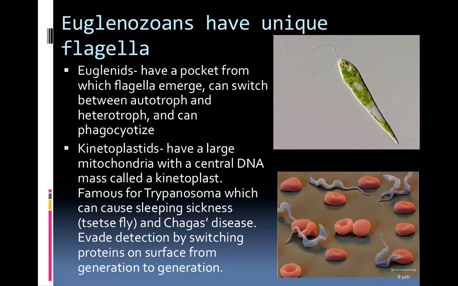You may have heard of this one because of sleeping sickness. You've probably heard of it before in various literature, or Chagas' disease. And the way that they're able to cause the symptoms involved with both of these diseases is that they have proteins on their surface which are constantly changing to avoid detection from the immune system. Remember that the way that the immune system works is by trying to detect what's part of you and what's not you, what's foreign. And they can never really develop a proper defense against this type of protist because of that.